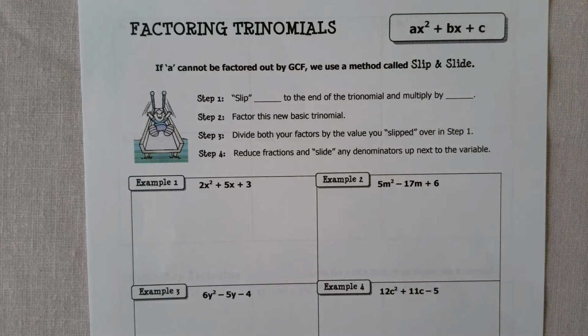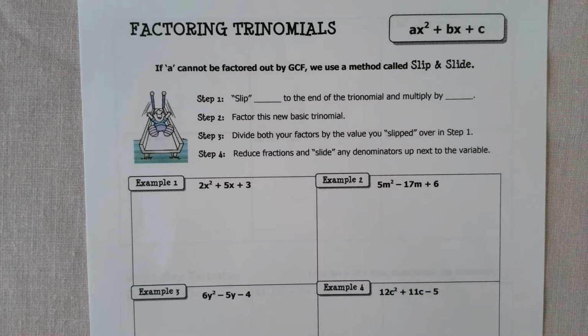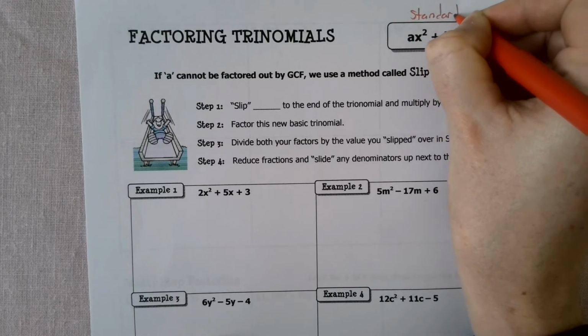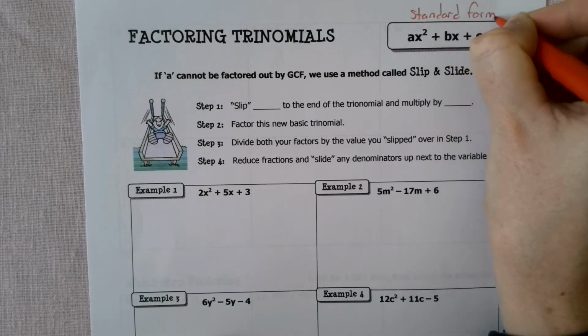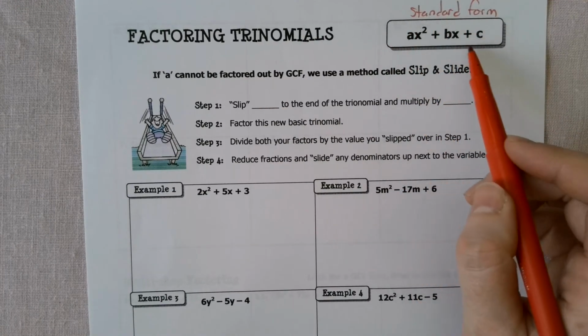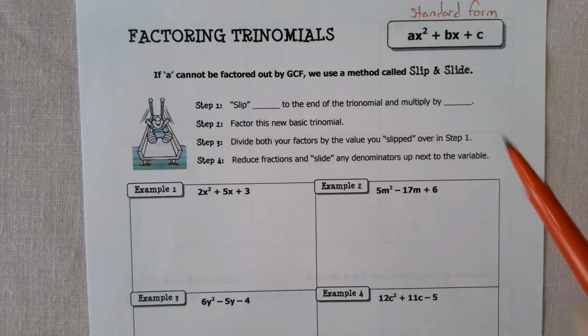Hey guys, and welcome to Factoring Trinomials. This is going to be kind of a condensed version of our standard form. And if you recall, standard form is ax squared plus bx plus c. So this is your very first step: make sure that your equation or expression is in standard form.